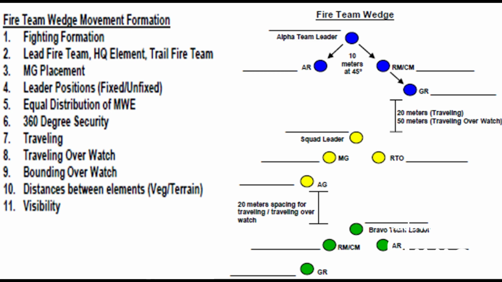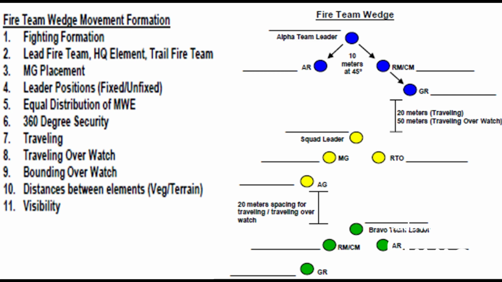In squad tactics, when moving, there are 3 types of formations: traveling, traveling overwatch, and bounding overwatch. Traveling is used when the enemy contact is not likely. This is where, as a squad, you're going to be in the formation shown in the graphic, but each of the fire teams are separated by 20 meters.